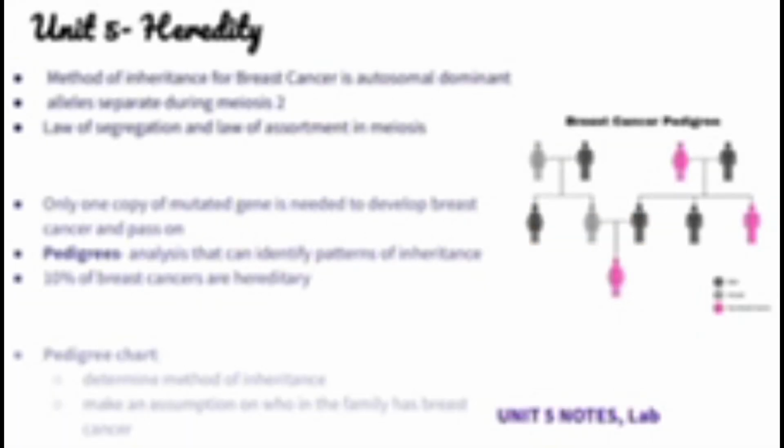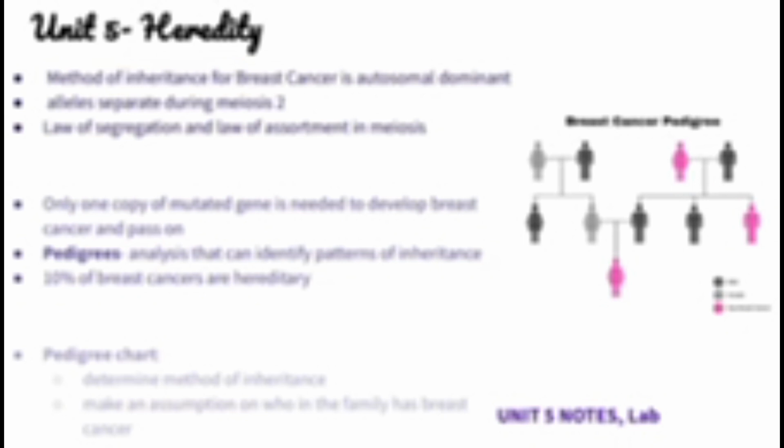This unit was generally about the modes of inheritance, which are autosomal dominant, autosomal recessive, X-linked dominant, and X-linked recessive, and identifying whether the trait is one of those. And in this lab, the method of inheritance for breast cancer is autosomal dominant. Another is that alleles separate during meiosis II, so that each gamete acquires one of the two alleles.